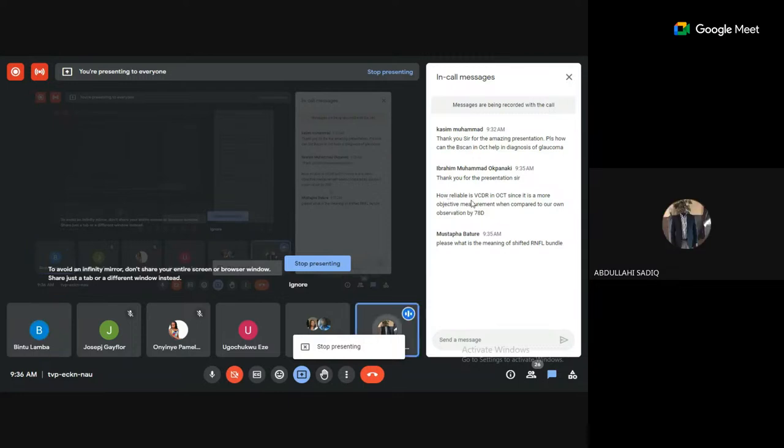How reliable is the vertical cup-to-disc ratio in OCT, since it is a more objective measurement when compared to our own observation by CDR? Of course, one of the advantages of those measurements in OCT is that they are objective and reproducible, unlike the one we take during clinical evaluations that is really subjective and has high inter-observer variability. So it is more reliable and actually more correct because it doesn't include the disc in the assessment of the cup-to-disc ratio.